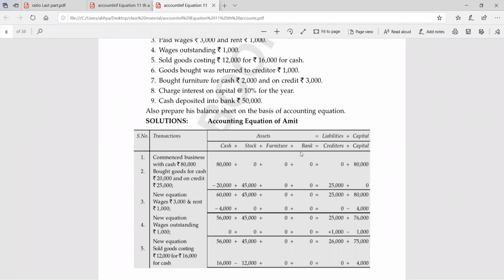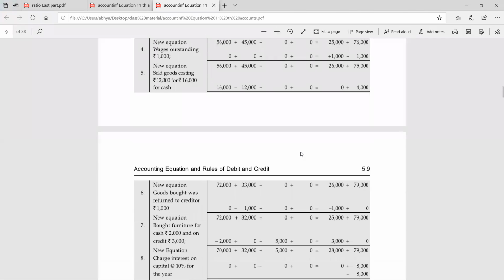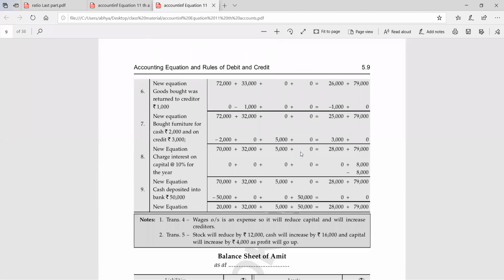How much cash is going out? Yes, very good. 2,000. So 2,000 will be deducted from cash. And how much creditors have we created in this transaction? 3,000. So what is the effect on the accounting equation? Cash will be decreased by 2,000. Furniture will be increased by 5,000 and creditors will be increased by 3,000. So like this. Okay, students.